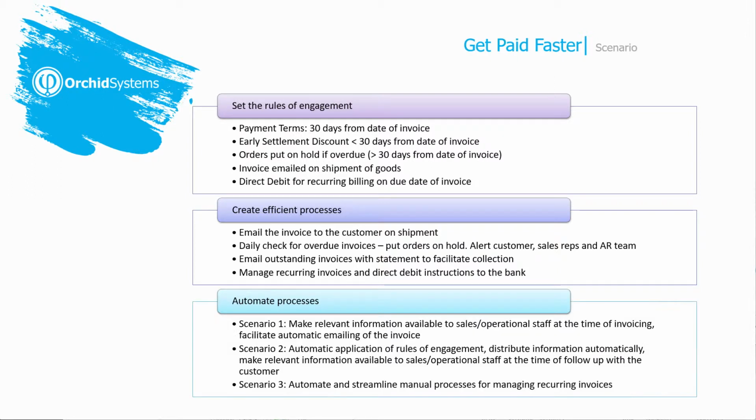And the processes here that we can automate, we're going to use three different scenarios to demonstrate this. The first scenario, we're going to make all the relevant information available to the sales and operational staff at the time of invoicing and facilitate the automatic emailing of the invoice. In the second scenario, we're going to automatically apply the rules of engagement and distribute the information automatically to make relevant information available to the sales and operational staff at the time they follow up the customer. And in scenario 3, we're going to show you how to automate and streamline the manual processes for managing recurring invoices.